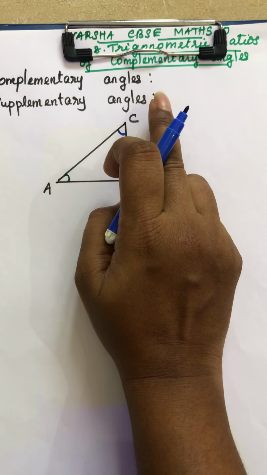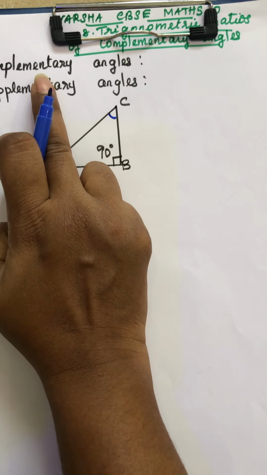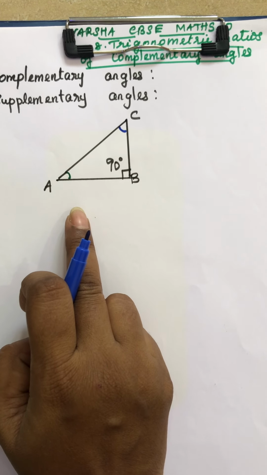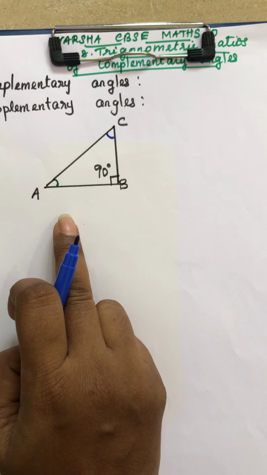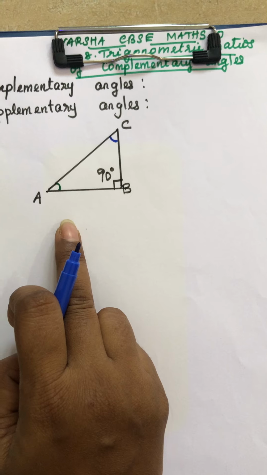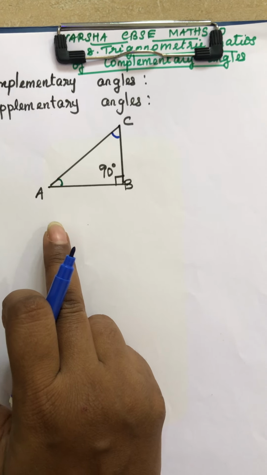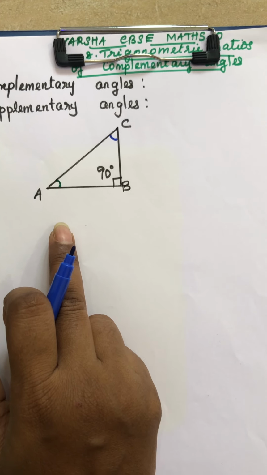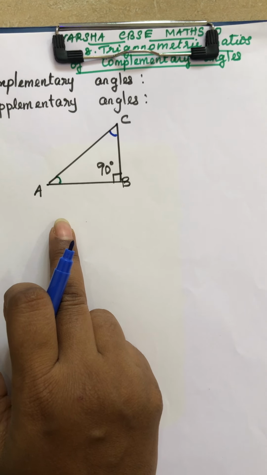This is the 8th lesson: trigonometric ratios of complementary angles, and complementary and supplementary angles. Students, you have studied a lot of formulas, but do you know how they come? Many students don't know how the formula comes, but they know how to use it. So here is a video to know how the formula comes. I'm going to explain how sin theta is equal to cos 90 minus theta comes.